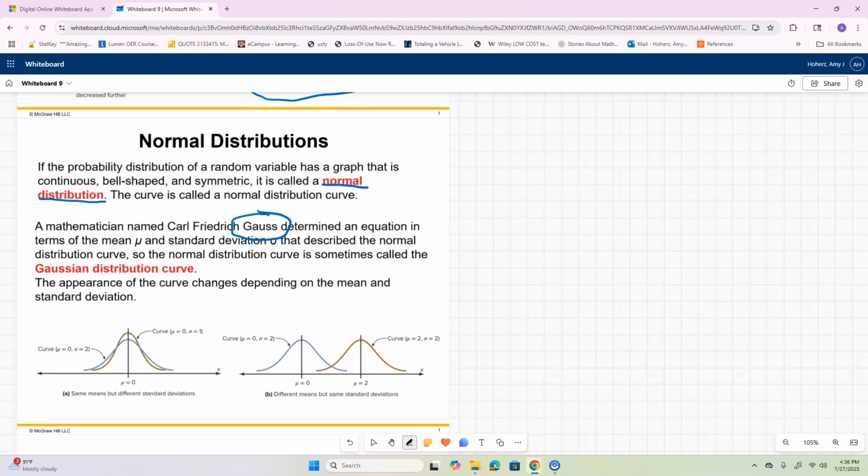The appearance of the curve changes depending on what the mean and the standard deviation are. So a normal distribution is almost entirely defined by what is the mean and what is the standard deviation. And we drew these back in some other chapters, but it's been a little bit. So in this case, on the first one, we have a mean of 0. And then we have two different curves here. We have a brownish colored curve and a blue curve. And those two curves have the same mean. In other words, they're centered at the same place. Okay? They're both centered right there at 0.